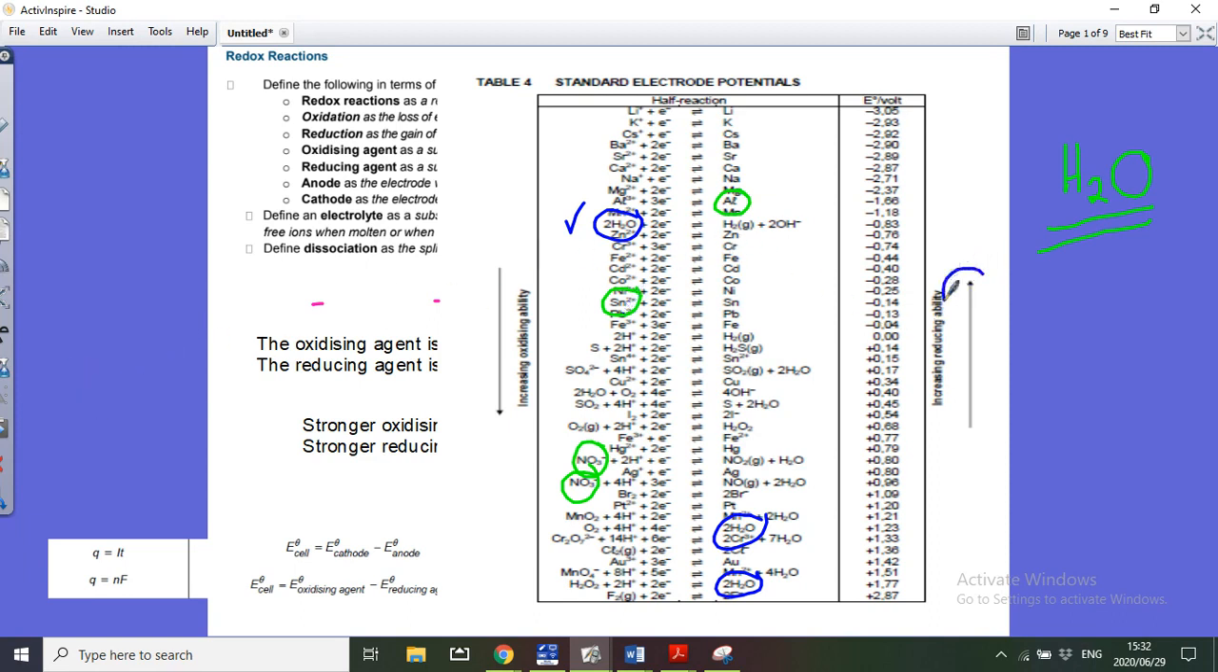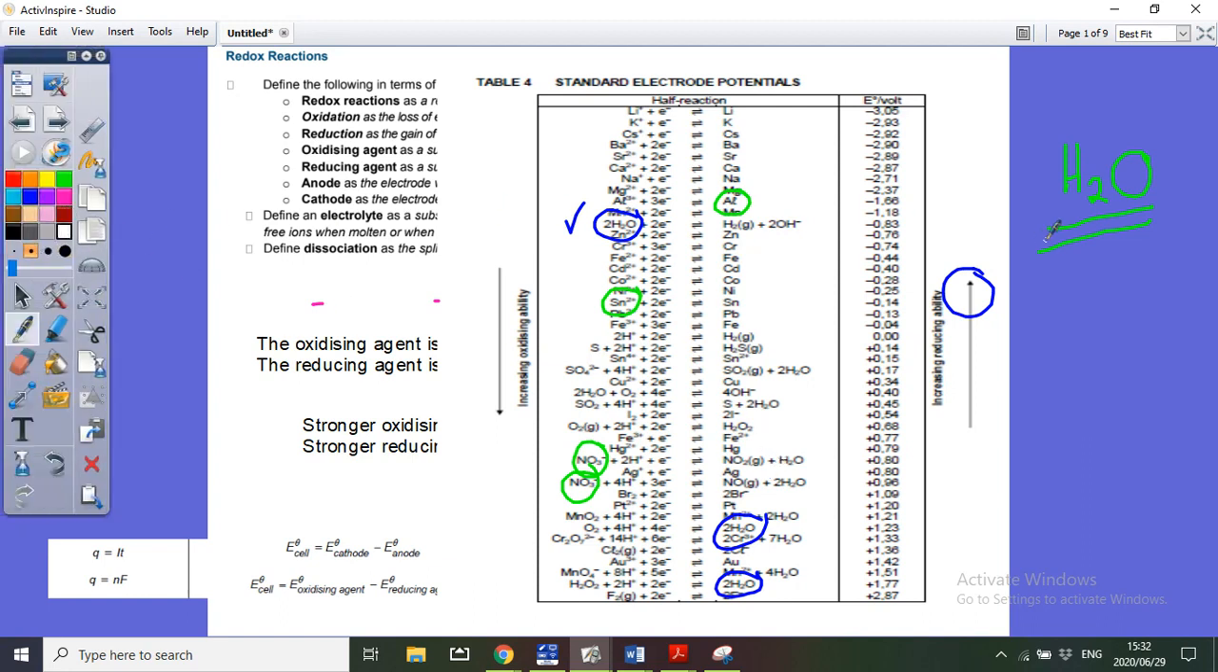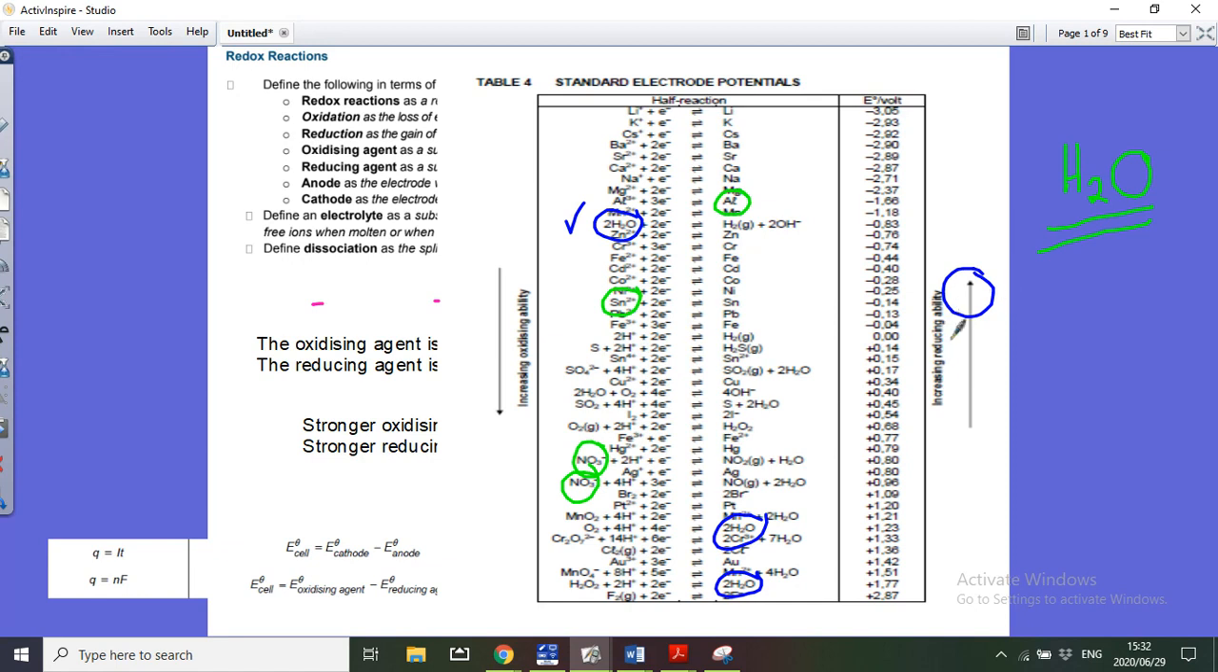All you have to now go and do is look at your arrows. So you're going to say, I look at my arrow and the one that is the strongest reducing agent will rather be oxidized. Use your sentence. Stronger reducing agent rather be oxidized. So my oxidation half reaction is going to be the aluminium one because it's the highest in the table and it will rather be oxidized. And then if I look here, the stronger oxidizing agent would rather be reduced. So I'm going to look for the lowest one.